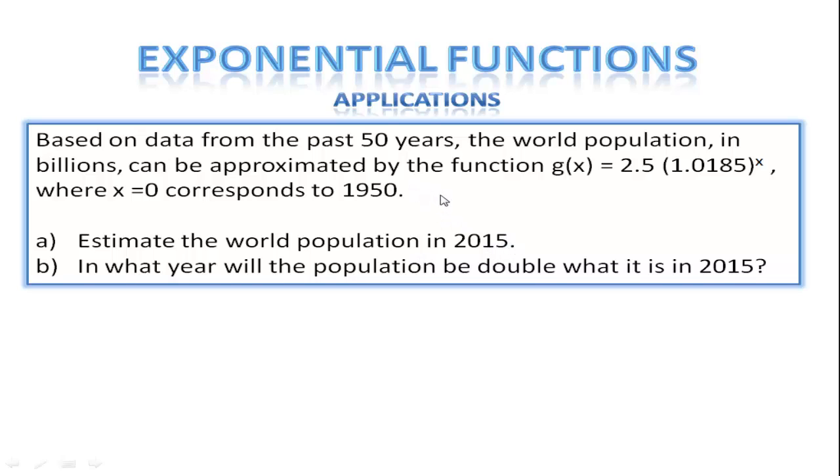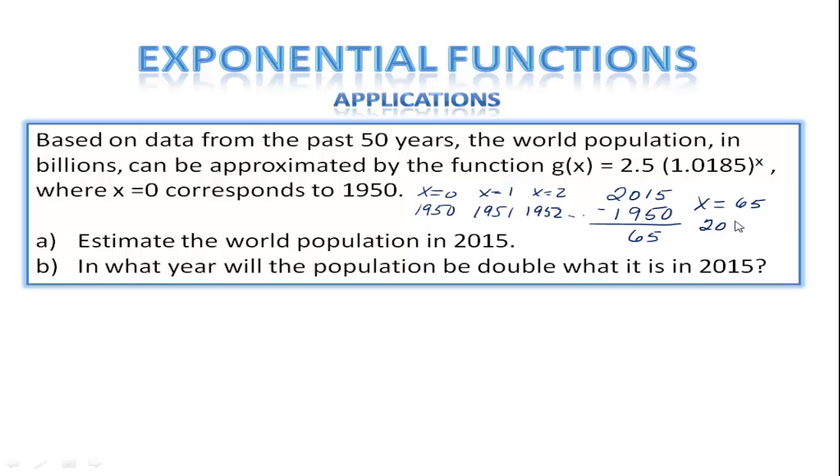So if x is equal to 0 means 1950, that means x equals 1 is 1951, x equals 2 is 1952, and so on. What x will correspond to 2015 so that I can use that x value and evaluate this function? What we do is we take 2015 and we subtract 1950 from it, and that gives us 65. So when x is equal to 65, that represents the year 2015.